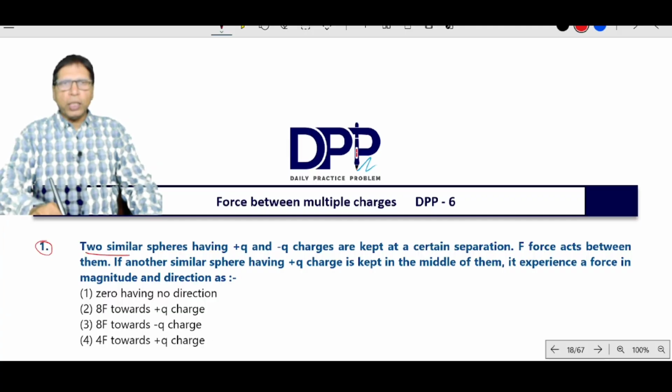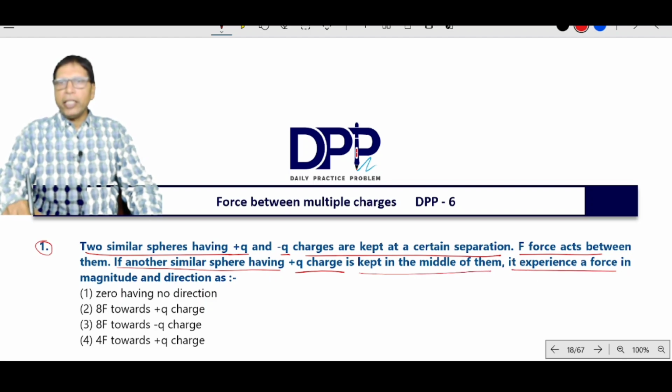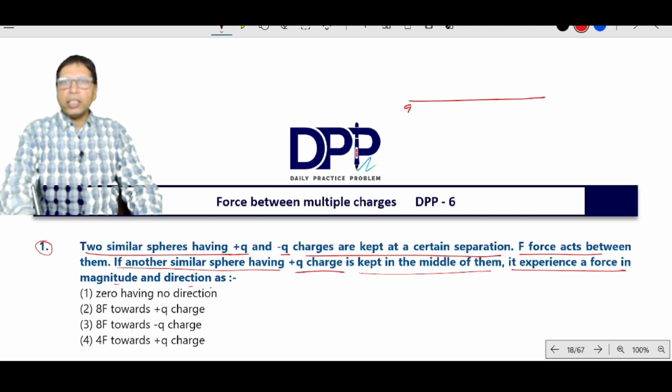Look at these two similar spheres having charge q and minus q kept at a certain separation. A force acts between them. Another similar sphere of plus q charge is kept in the middle of them. It will experience a force in a magnitude and direction. These are the charges, this is the q and this is the minus q. Now the force of attraction between the two charges is kq squared by r squared.